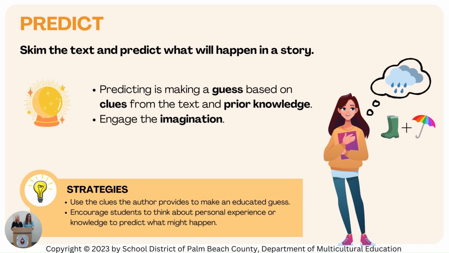Another is predict. This is where students can skim the text and predict what they think will happen based on what they saw when they went through really quickly. That's right. So when you're predicting, you're asking the students to make guesses based on the clues that they see in the story, what they think the story is going to be about. It can be done also in nonfiction texts. You could ask them, what do you think the purpose of this story is, or the purpose of this text is? You can use clues from the author to make that educated guess and encourage students to think about personal experiences and background knowledge so that they can think about what could happen in the story that they're reading.